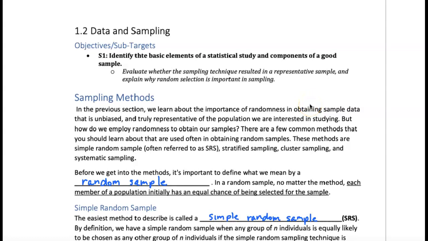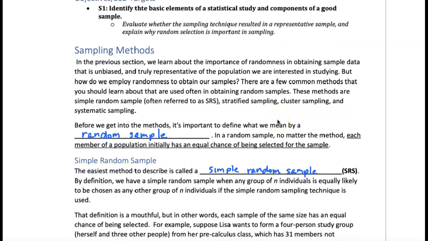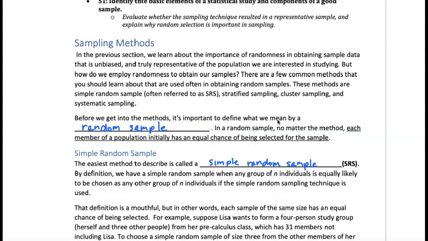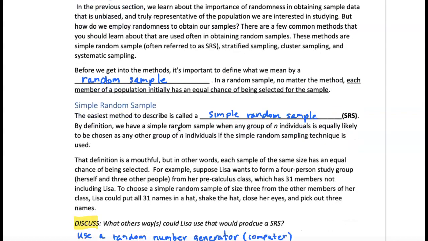Let's take a look at the idea of data and sampling. Now that we know what statistics is and we need data to collect that, to collect it, we have to use what we call sampling methods, different ways. When we think about collecting data from a population, we first want to make sure that we have a random sample, that each member of a population initially has an equal chance of being selected for the sample. Again, this allows us to remove bias from our sample.